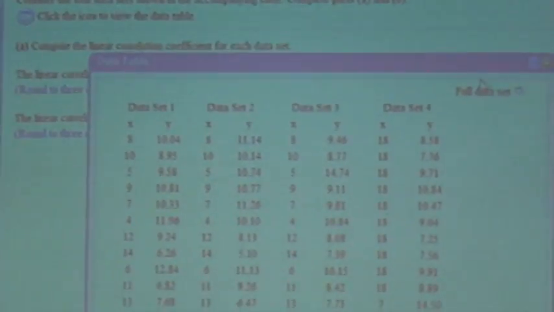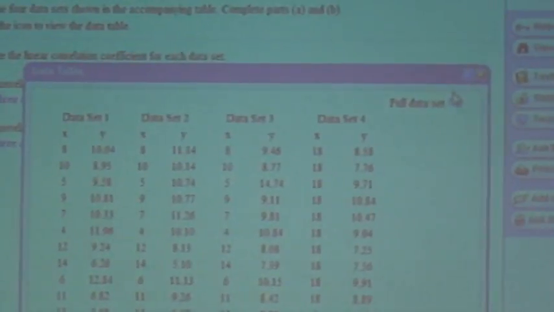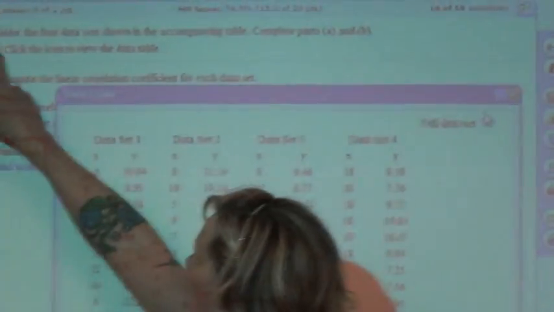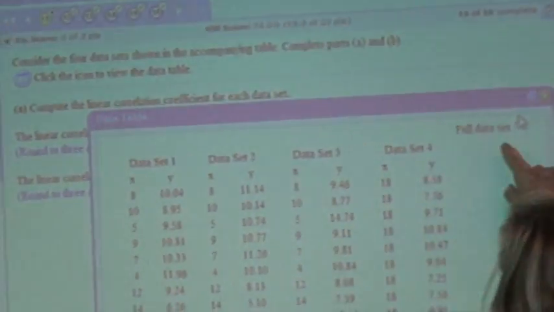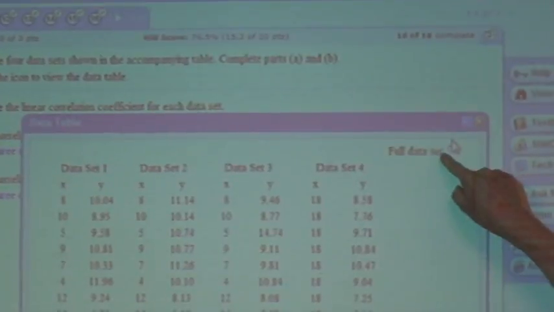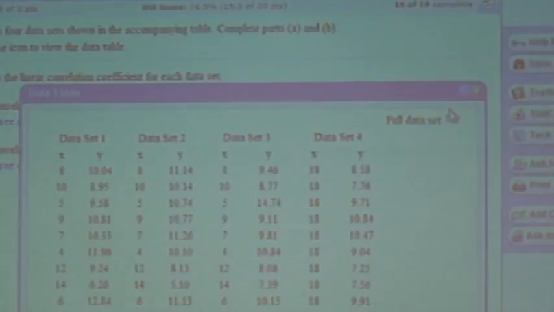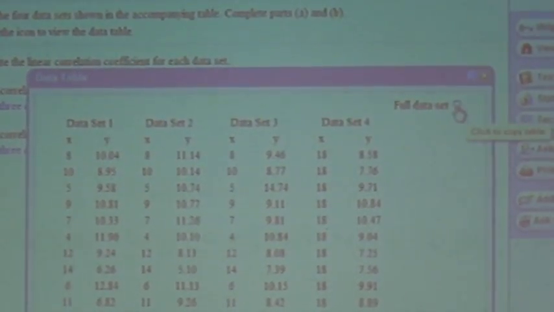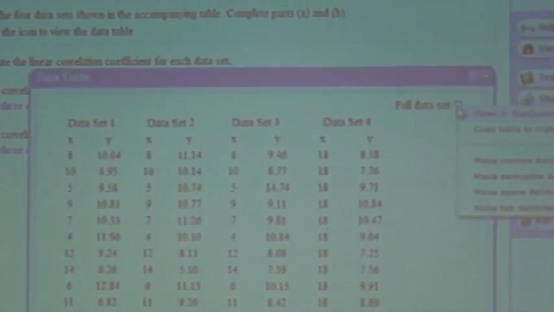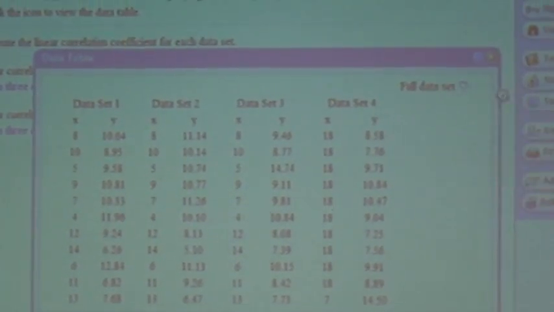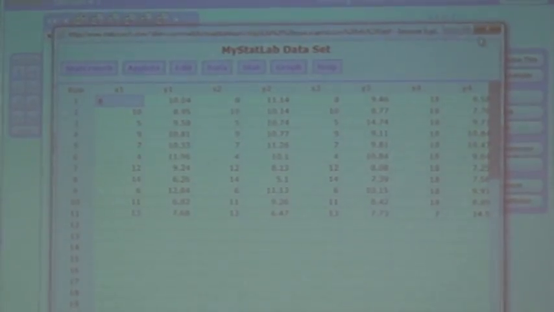When you see a little double box next to the data, use the little icon where it says click the icon, and if you click on that little box, you can copy the data into StatCrunch, which you want to do. What number is this? 11. So notice it says open in StatCrunch. If you do that, there's the data set.